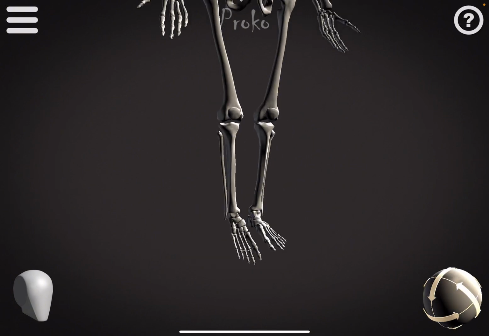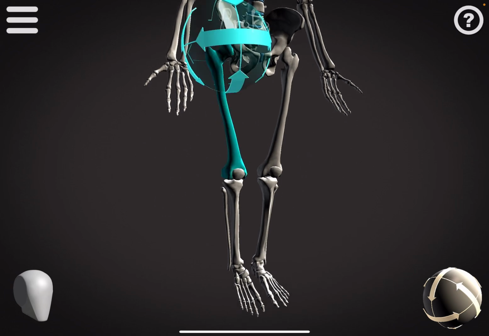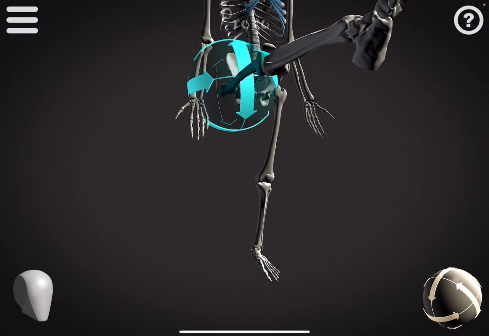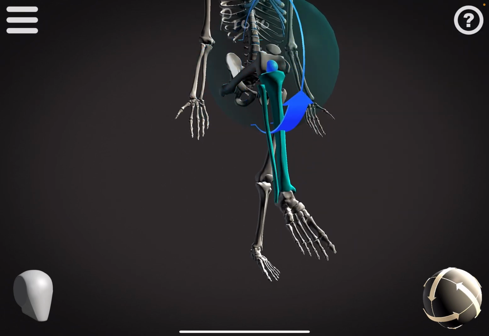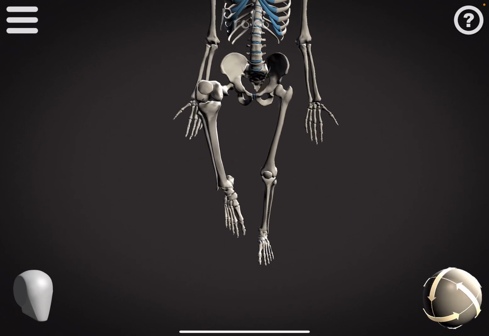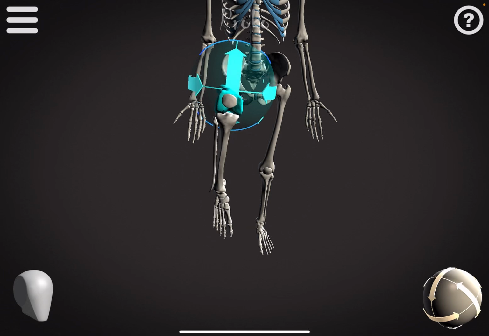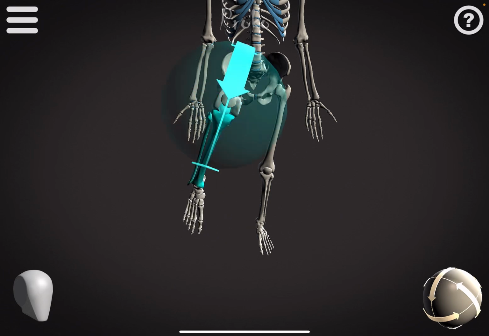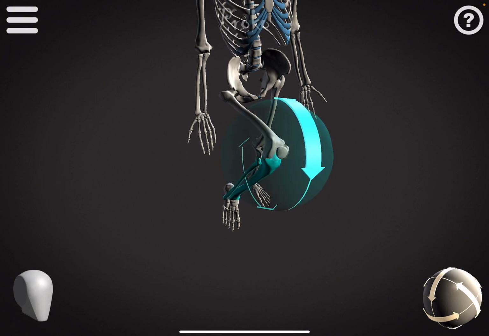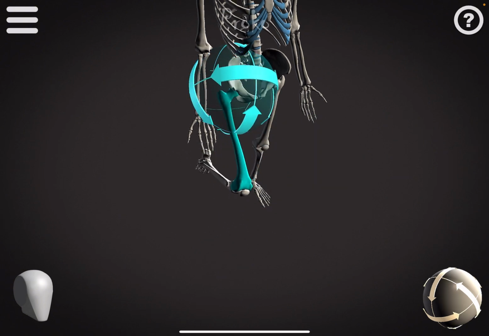So that's why people with this are going to have a high step. There's going to be an exaggerated hip flexion and an exaggerated knee flexion to make up for the drop foot. And they're going to have a more outward walk like that. And whenever they hit the ground, their foot is basically just going to slap it.